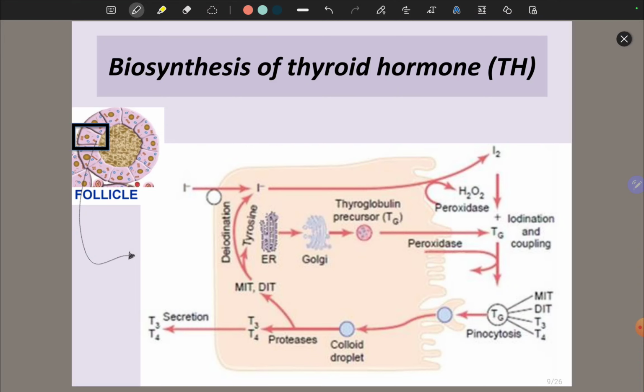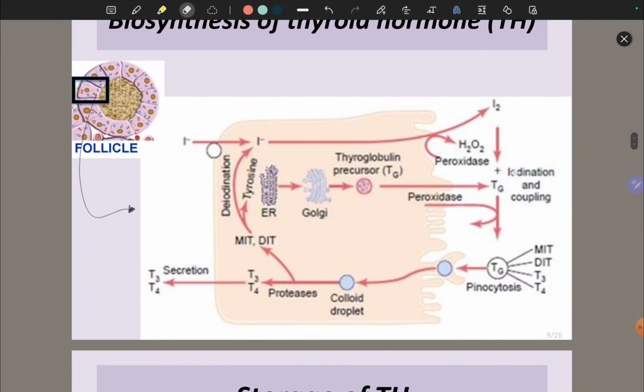Now we have thyroglobulin with tyrosine stored in the colloid. This tyrosine binds to the iodine. What will happen? Formation of MIT (monoiodotyrosine) and DIT (diiodotyrosine).